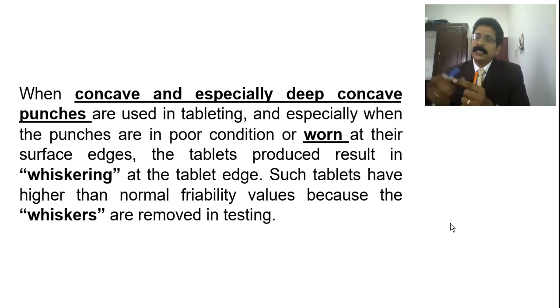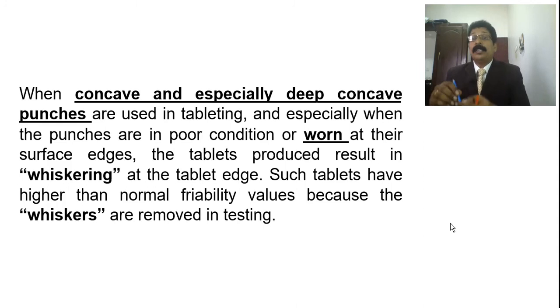Suppose the base is concave, you will get a convex type of tablet, that is a discoid tablet. The tablet will be a little curved on the top. Concave means an open concave. Suppose it is a convex type of punch, then you will get concave type of tablets. So what they want to say is deep concave punches.